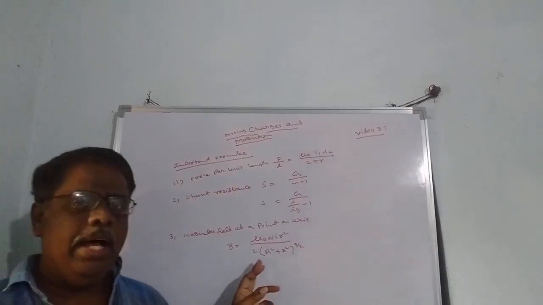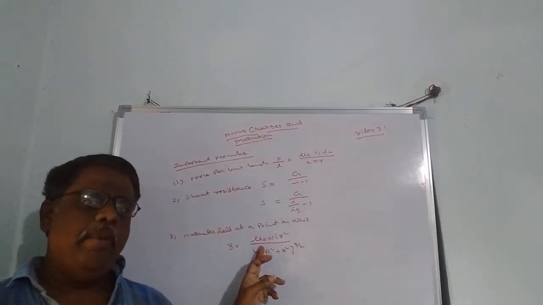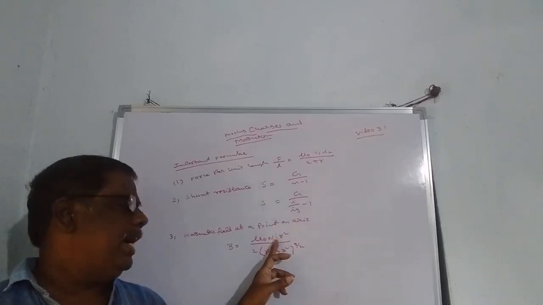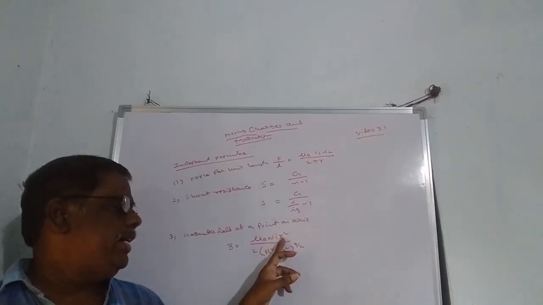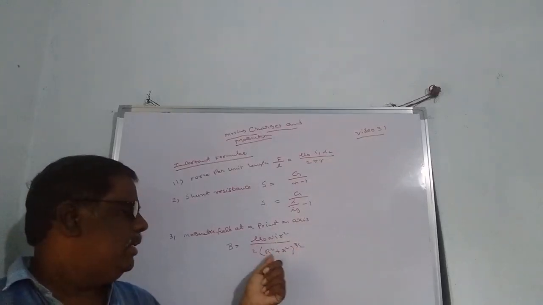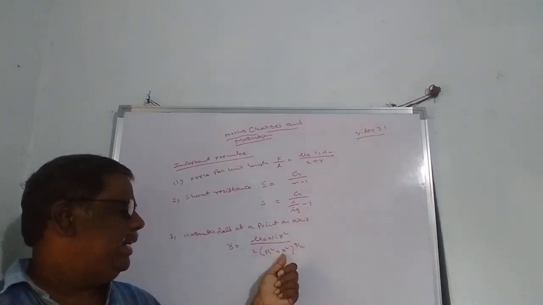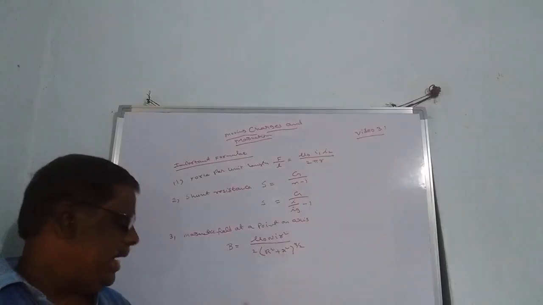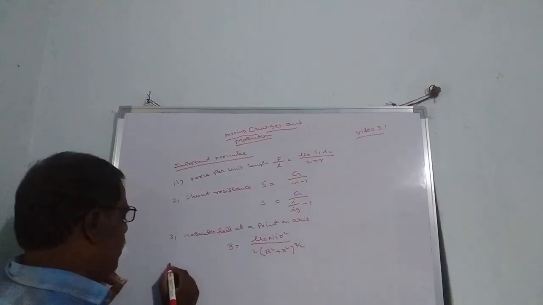Here, mu naught is the absolute permeability, or permeability in free space. N is the number of turns. I is current. R is the radius, and X is the distance from the origin to the point where we have to find the magnetic field. B is the magnetic field induction. So this is the third formula.